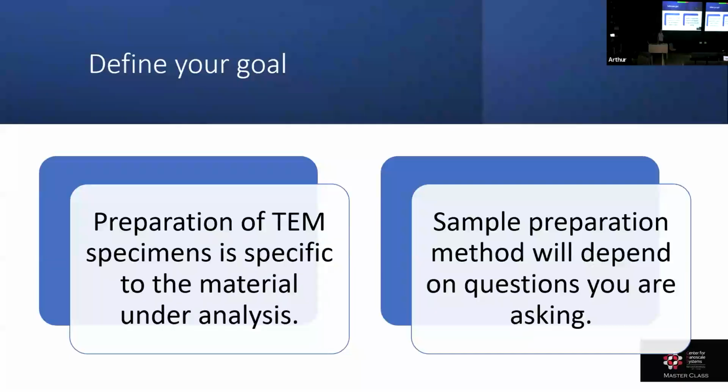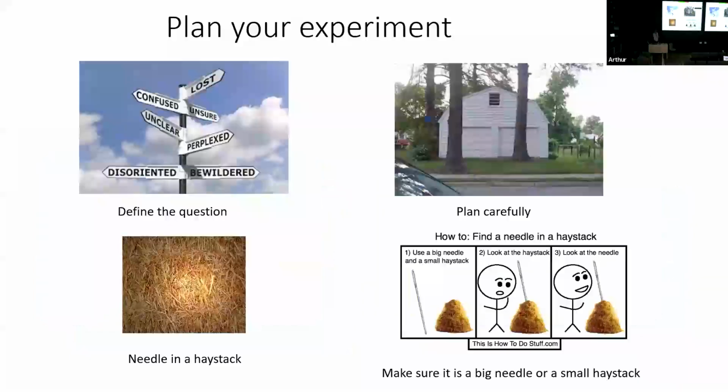If you're wanting to look at ultrastructural morphology of liver, you're going to prepare that tissue differently than if you're looking at purified proteins, for example. So you need to define your goals, define your questions before we get going. We also want to plan, again, your experiment very carefully. You want to define your question. I often get questions like, well, I just want to see what it looks like, which is much, much too vague a question to ever consider answering with an electron microscope.